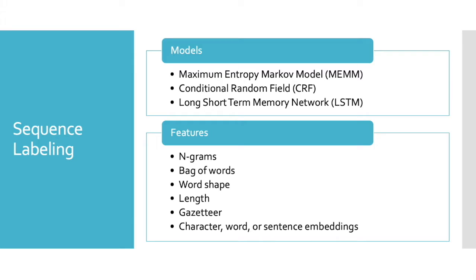For reference, some sequence labeling models you can use are MEMM, Maximum Entropy Markov Model, CRF, or Conditional Random Field, LSTM, BiLSTM, or various other recurrent neural networks. Some of the features you can use are essentially the same as the features that I described for the text classification problem.